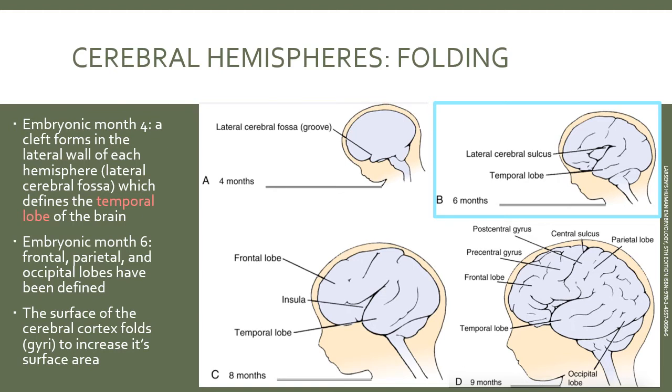And then by embryonic month 6, we actually have frontal, parietal, and occipital lobes in addition to the temporal lobe, all defined. And we're seeing folding on the surface of the cerebral cortex. Similar to what happens in the cerebellum, we get sort of lobules and then gyri that form, increasing the surface area dramatically, increasing the capability for neuron migration into that area dramatically.